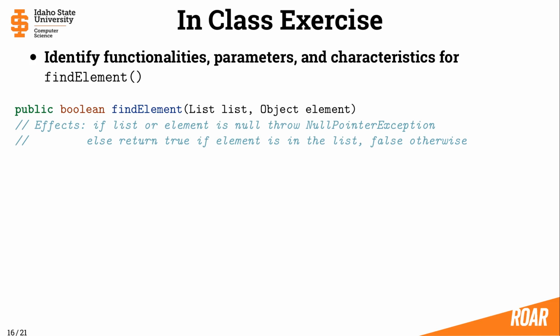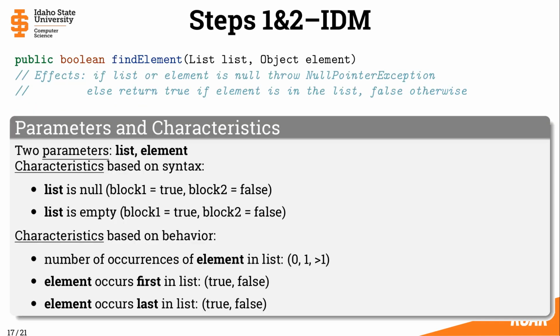Okay, so assuming that you've done that, we can break this down just so we can see it. The parameters and characteristics for find element were these. We have two parameters: a list and an element. So parameters are found. The characteristics based on the syntax say that if the list or element is null, we throw a null pointer.